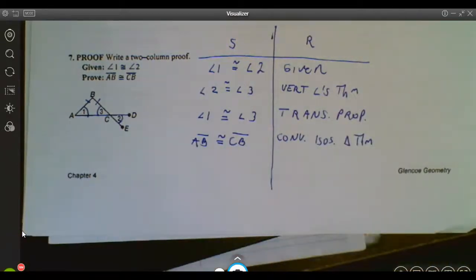So we're definitely going to be working on proofs together as much as possible, but hopefully you've gone through these notes and have all these examples for you. But that's going to do it for us for chapter 4.